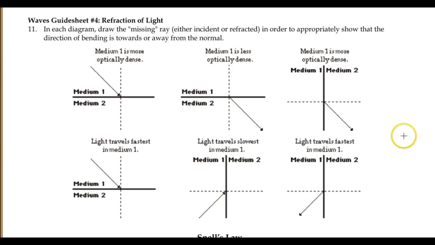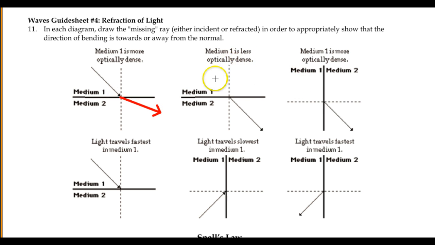Okay, welcome to the second video on guide sheet number 4. We're just going to start with a quick review of refraction and which way the light will bend. Again, when light goes from slower to faster, it moves away from the normal. If it goes from faster to slower, it'll move toward the normal. So more optically dense is slower to faster, so this first one must bend away from the normal.